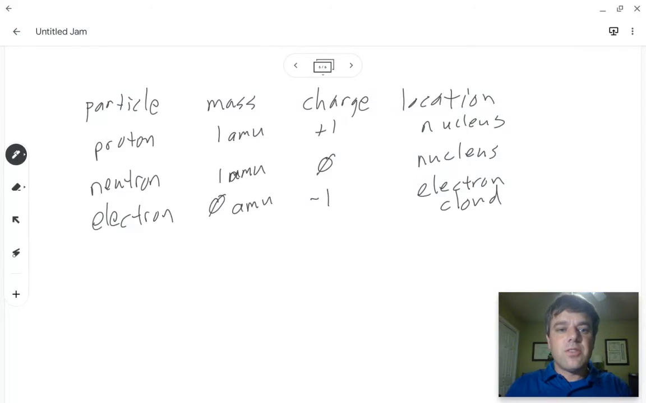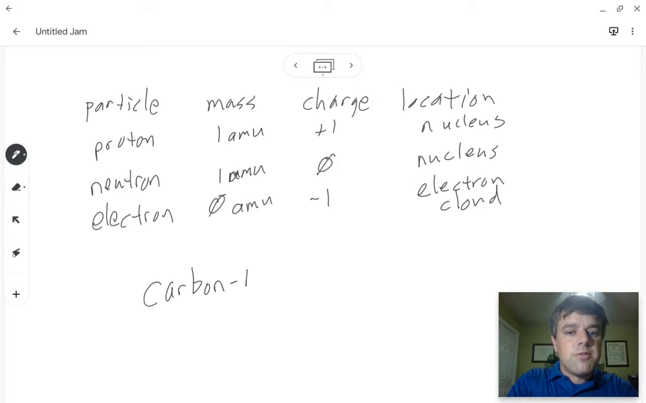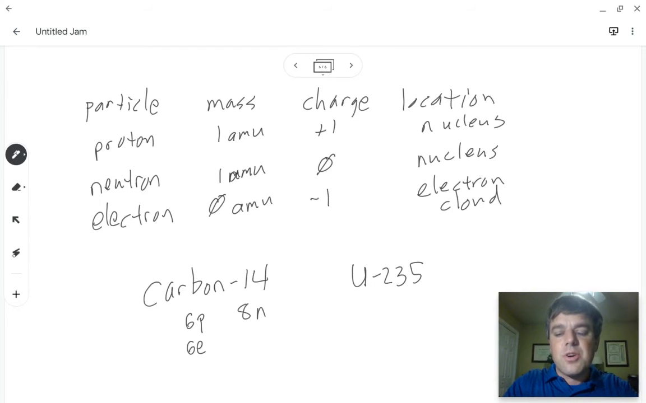You may have seen, for instance, a reference to carbon-14. Carbon-14 would have 6 protons, 6 electrons, and then 14 minus 6, or 8 neutrons. Carbon-14 is used in radiocarbon dating to figure out how old certain things are. There's also, if you're trying to make a nuclear weapon, uranium-235, where 235 is the mass. It's still got 92 protons, and then it's got 143 neutrons, because 235 minus 92.